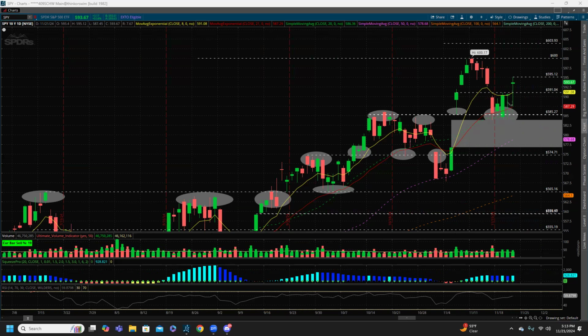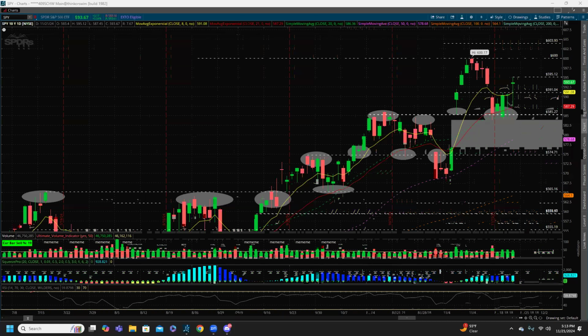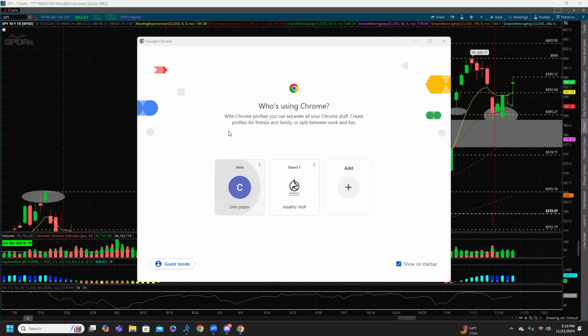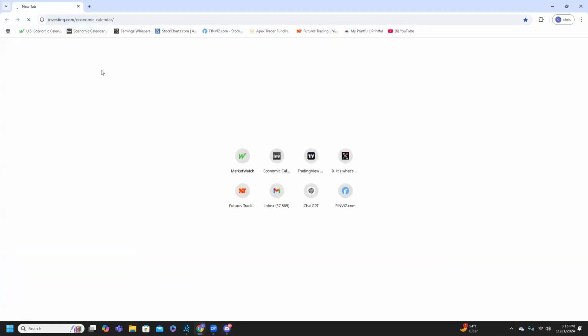Keep enough ammo in the clip to have another at bat. All right, guys, that's going to be it for me. 591, 595. Tomorrow we do have some data, and I'll look at it real quick with you guys.